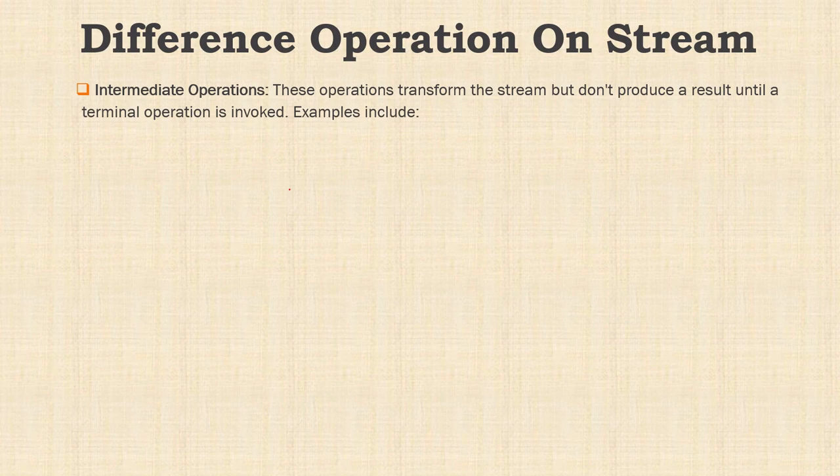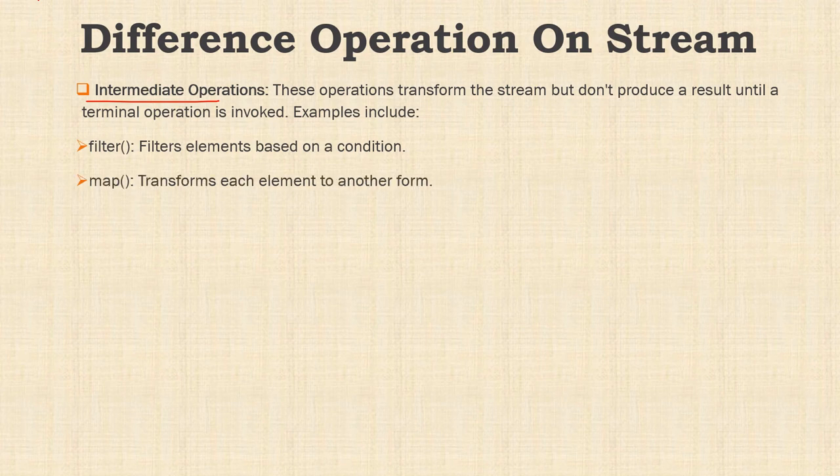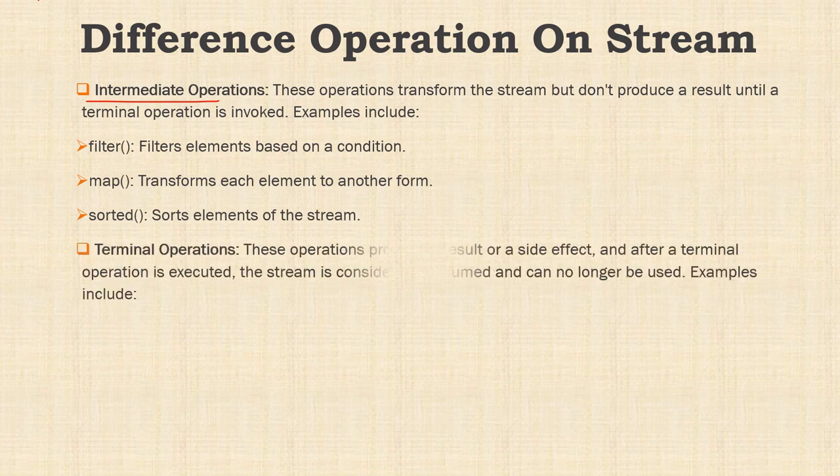And different operations on streams. Okay, so we can perform intermediate operations. These operations transform the stream but do not produce a result until a terminal operation is invoked. Just now we discussed, these intermediate operations, we can perform some operations but we can't get the result until a terminal method is invoked. For example, we have the filter method, we use it for filtering the things, map for mapping the things, sorted to sort the elements.